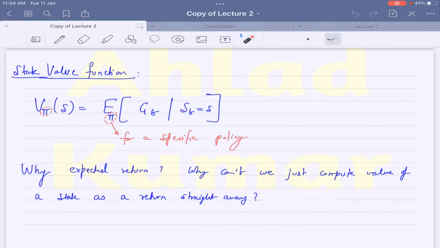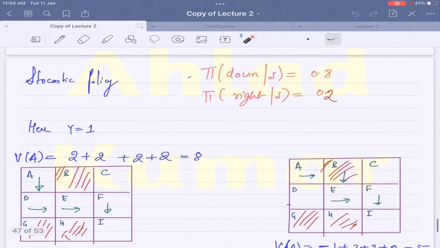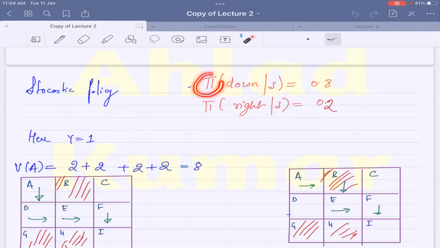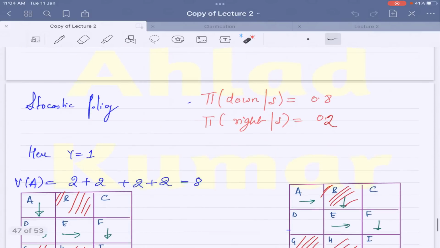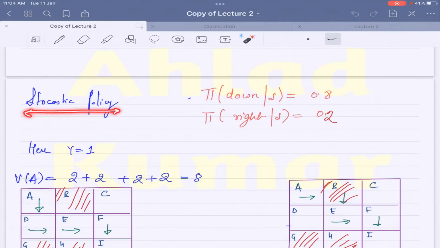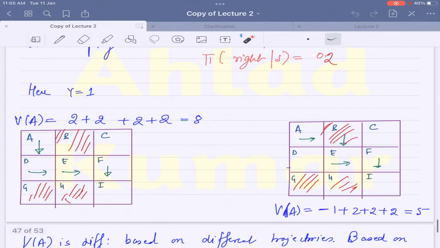But still, to make it complete, I am giving a small example to show how the policy plays a role in the calculation of the expectation value. So let's do that. Now we are considering a stochastic policy with two actions: the down action and the right action. If an agent is moving down in a state, then its probability is 0.2, and if it is moving right, then its probability is 0.8. These are the policies defined for a particular stochastic environment. Here I am taking gamma as 1.